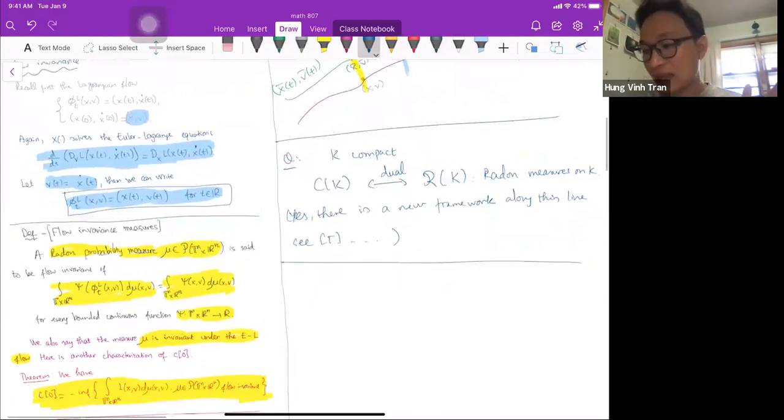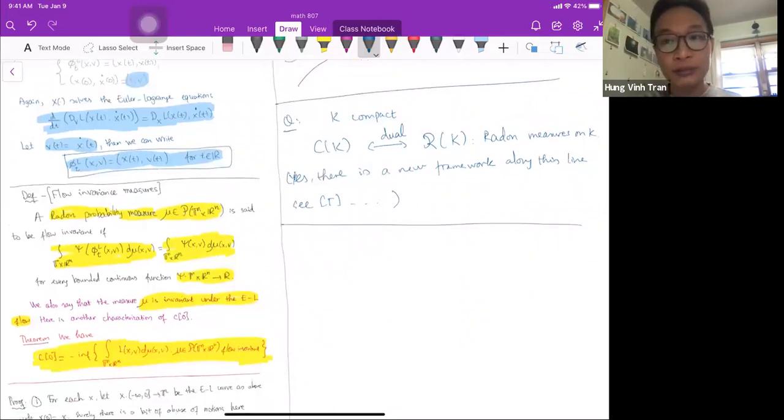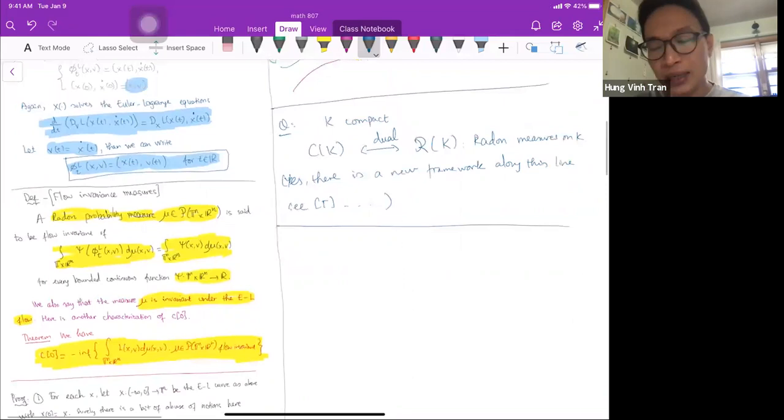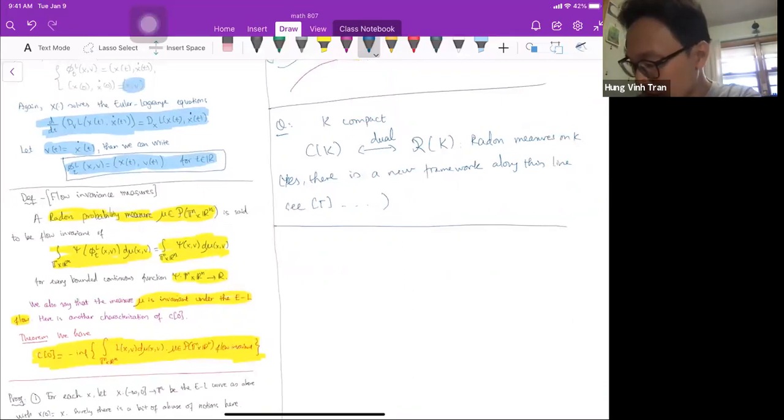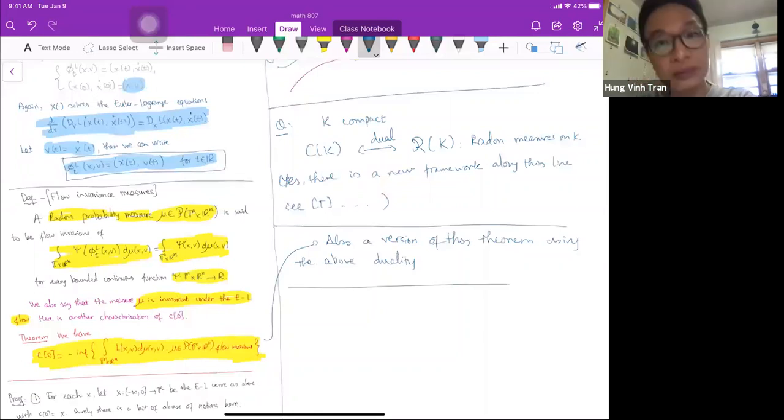But that is a very valid question, and it's exactly the case here. But I don't think that I will have a chance to give you another theorem on this. So yes, I can say that, and maybe after I check back with the book, I'll tell you this. There's also a version of this theorem using the above duality. So yes, absolutely. So very good.